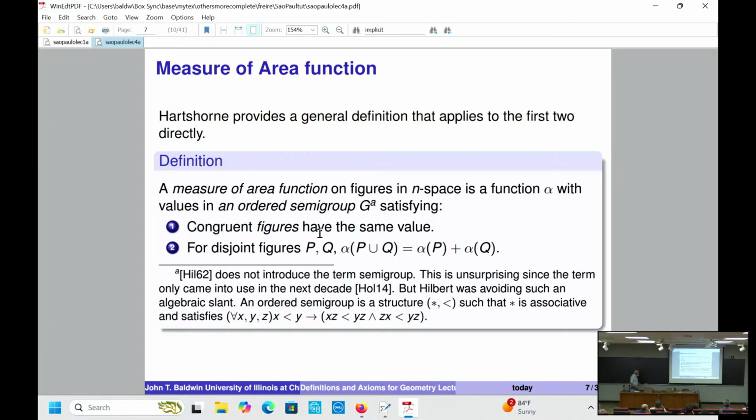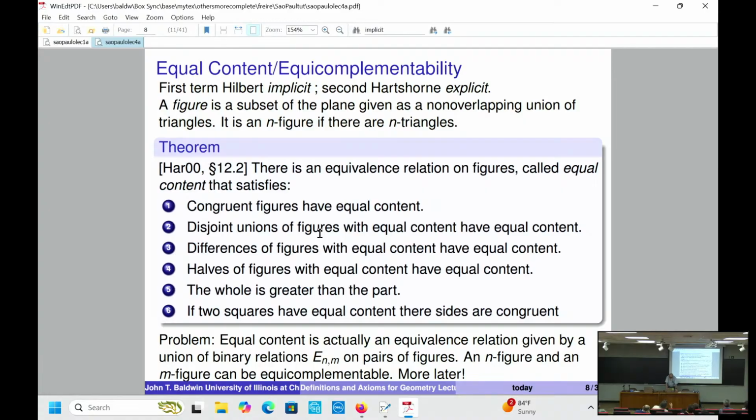And the term ordered semigroup hadn't been invented yet, so Hilbert doesn't say that, but he knows very well what he's doing. But now, the way Hartshorne organizes his book, he says Hilbert introduced this notion of equal content, and this is what it means. It's an equivalence relation such that congruent figures have equal content. Disjoint unions of figures with equal content have equal content.